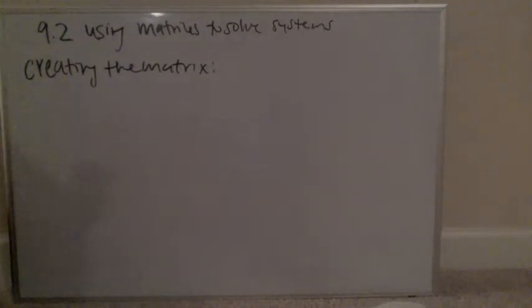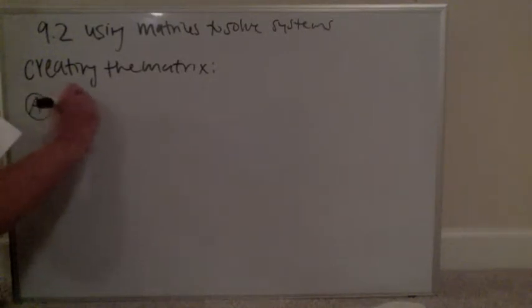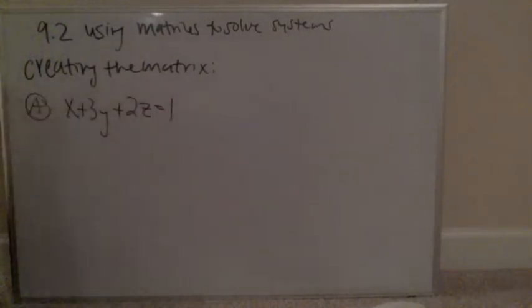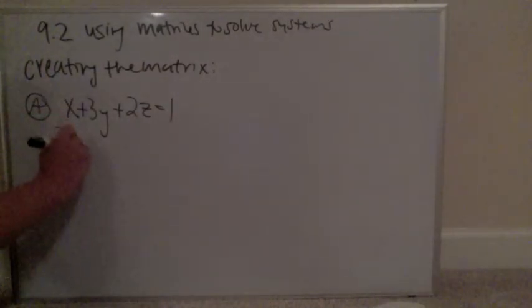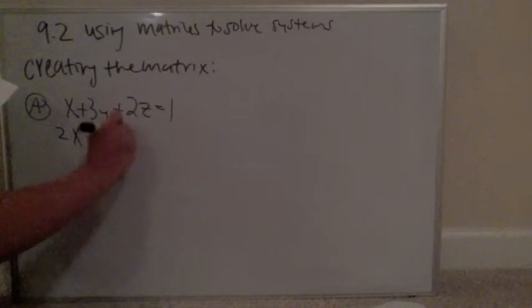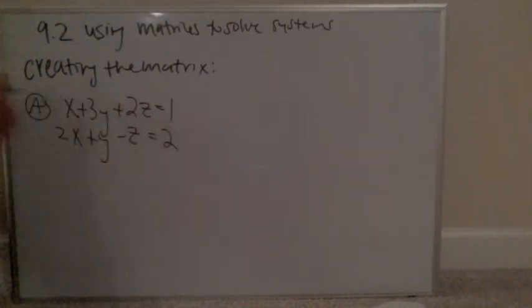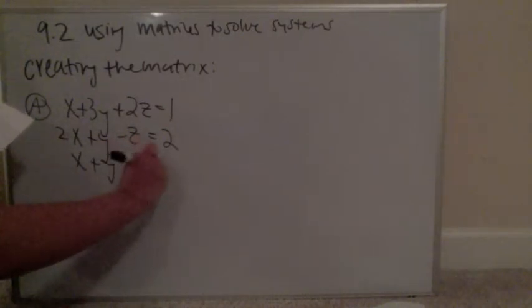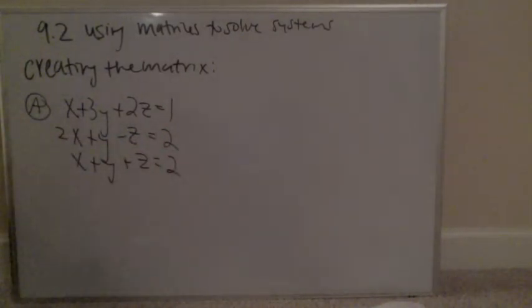Okay, so for example A, we'll use x plus 3y plus 2z equals 1, 2x plus y subtract z equals 2, and x plus y plus z equals 2. Okay, so we've seen a system like this before in section 9.1. But now we're going to take this and create it into a matrix.